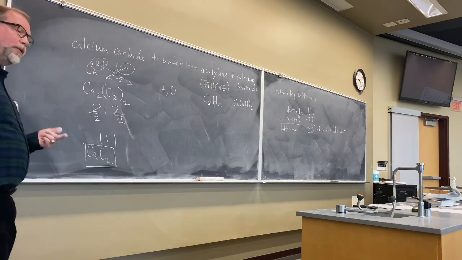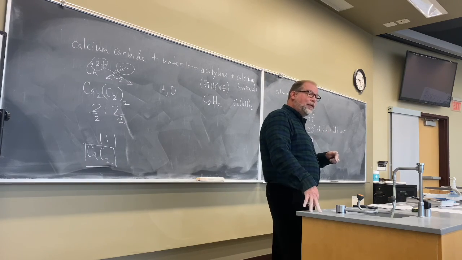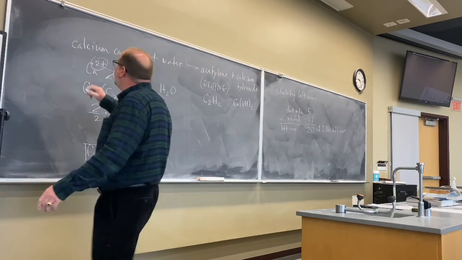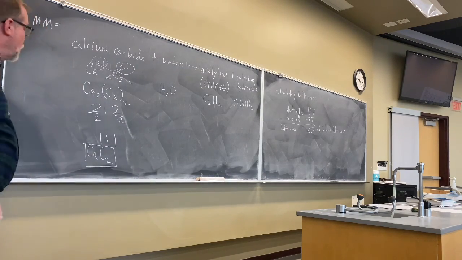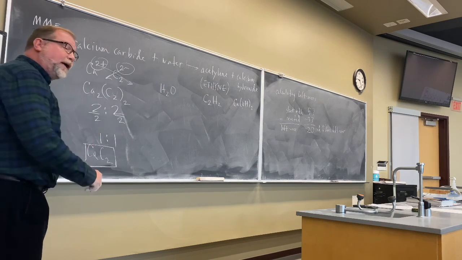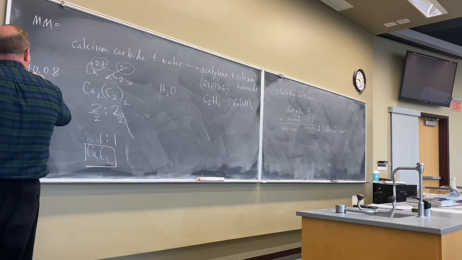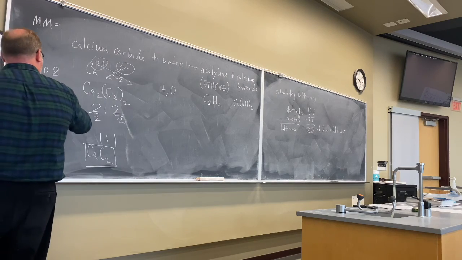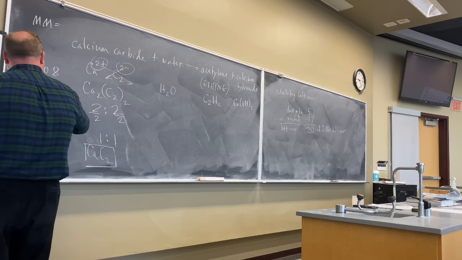Now, in order to work with stoichiometry, we have to have mole. We'll talk more about that in a second. In lab, we don't measure moles, we measure grams. And so we need to be able to convert from moles to grams and vice versa. And in order to do this, we need molar masses. Well, now that we know the chemical formula for calcium carbide, calcium, 40.08, the two carbons at 12.01 apiece, weigh in at 24.02. And so when I add these together, I get a molar mass of 64.1.